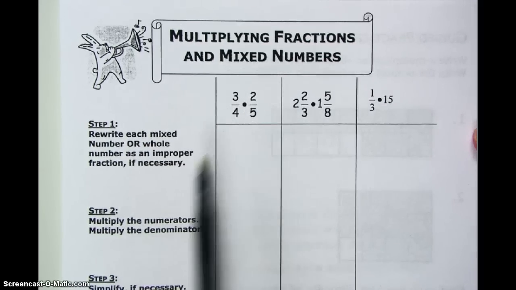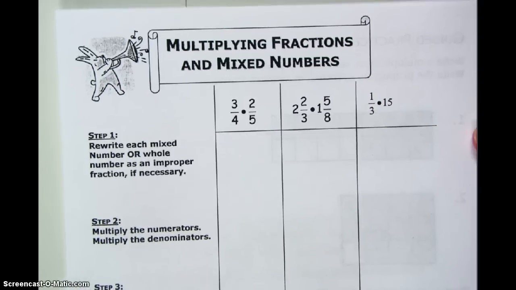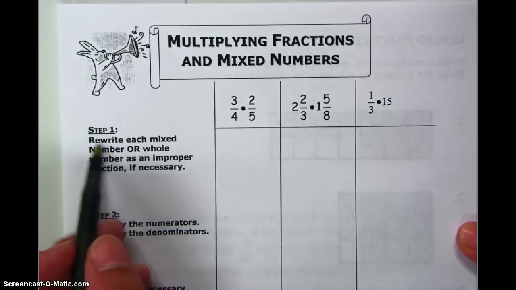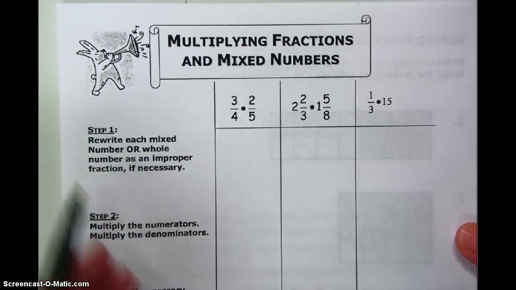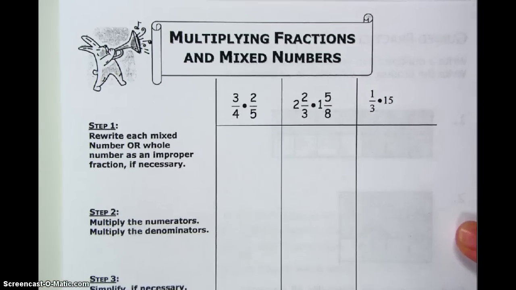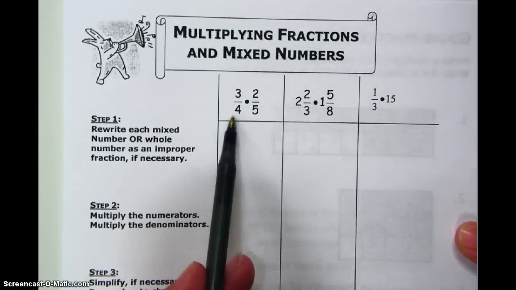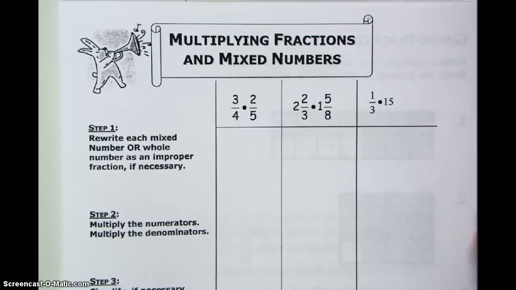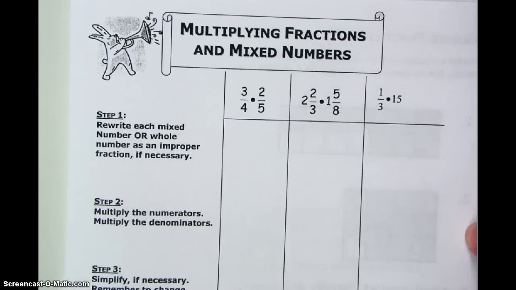So notice here we have some steps that we're going to follow when we multiply our fractions, mixed numbers, and whole numbers. As long as we follow these steps, it can be really easy. Step number 1 says that we need to rewrite each mixed number or whole number as an improper fraction first, if it's necessary. In this first problem, 3/4 times 2/5, we don't have any whole numbers or mixed numbers, so we can actually skip that step.